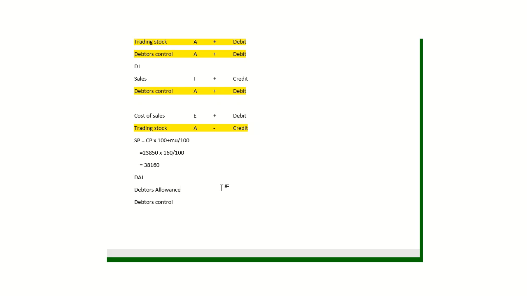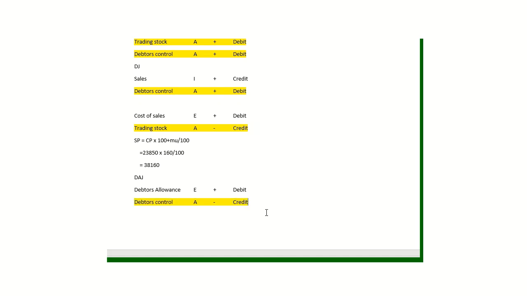We said a debtors allowance is an expense. It's costing us money. But now we don't give him more, he's not buying more, he's returning some goods. So I'll have more expenses, and that means debit. Debtors control, we said that's an asset. The debtor returns some of the goods that he bought, so he'll owe us less. Credit. I am interested in that one.